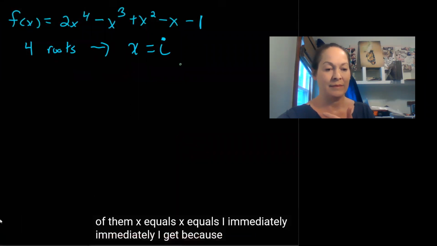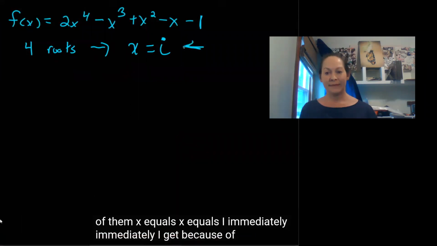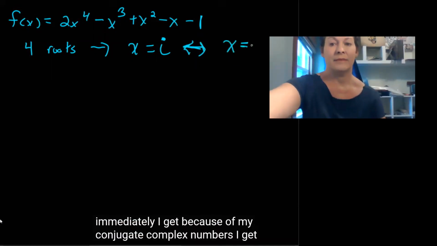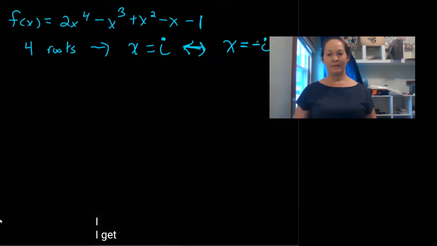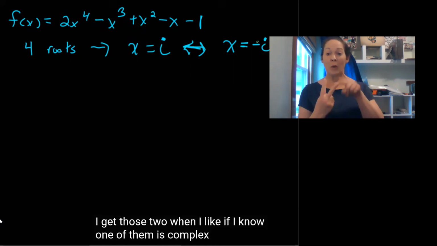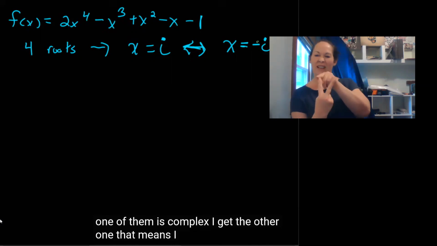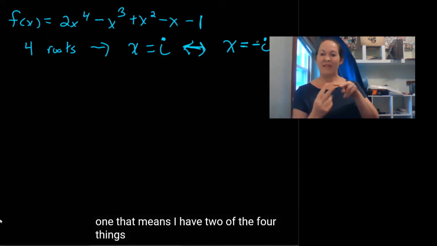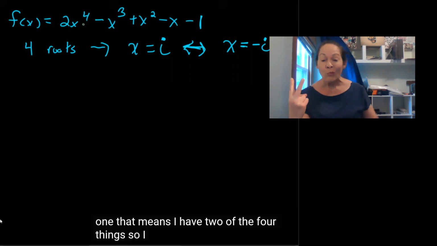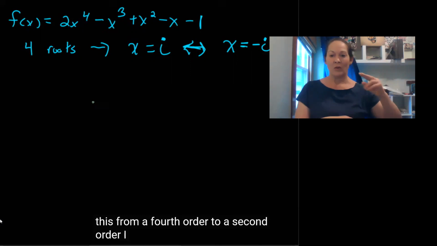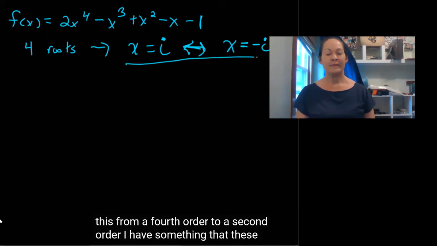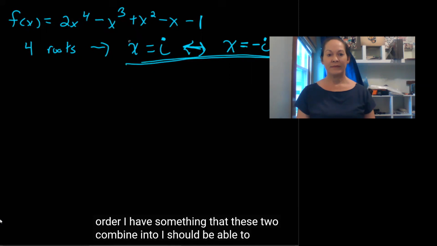Because of my conjugate complex numbers, I get negative i. If I know one of them is complex, I get the other one. That means I have two of the four things. So I should be able to reduce this from a fourth order to a second order, if I have something that these two combine into.